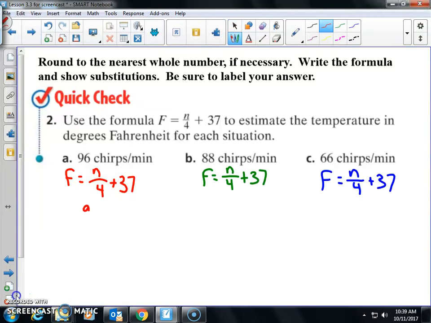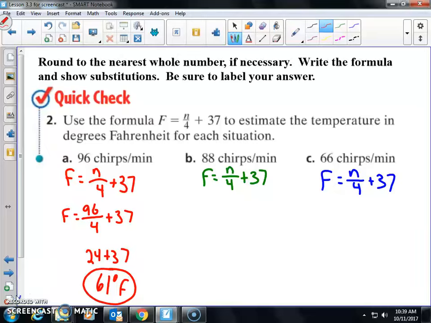Alright, hopefully you've had time to try these. So we substitute. And once we substitute, we follow the rules of order of operations. 96 divided by 4, I know is 24. And then I add in the 37, and I finish with 61 degrees Fahrenheit. Same steps here. N is 88. So 88 divided by 4 is 22. Add 37 onto that, and I get 59 degrees Fahrenheit.